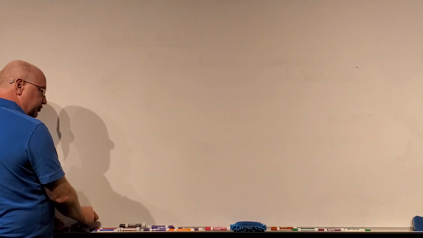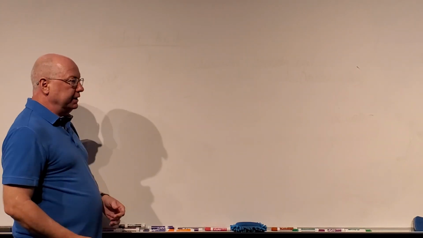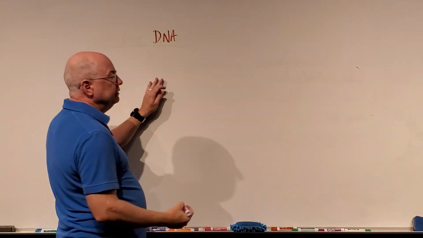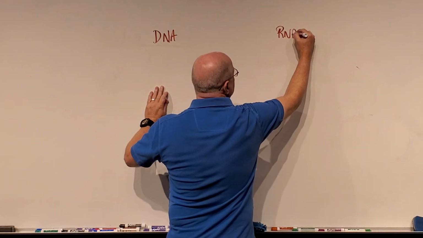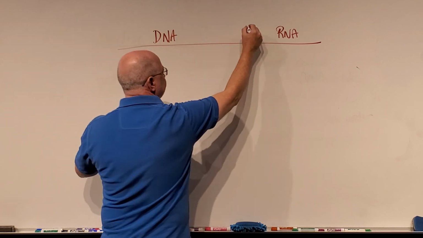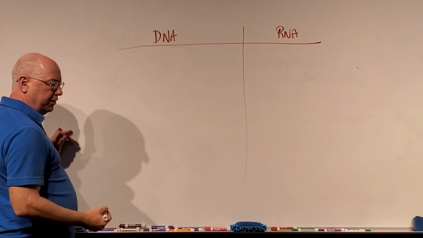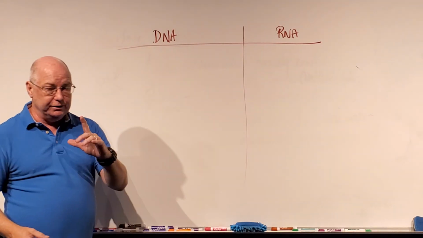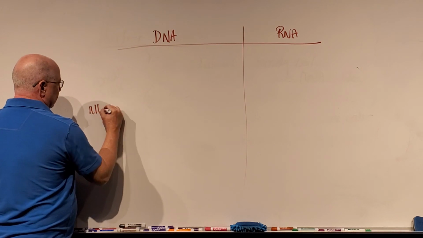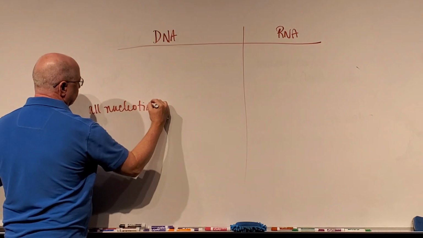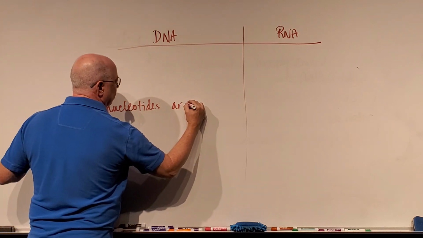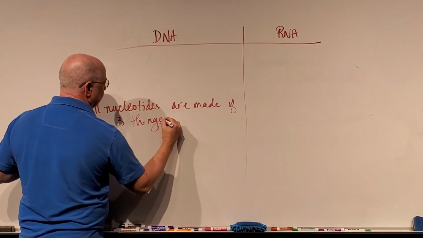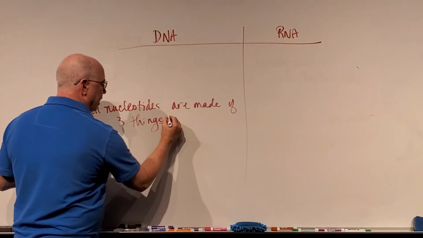In order to understand those, we need to understand how DNA and RNA are put together. So in your note set, there's a little table that has DNA and RNA next to each other, and they share some common characteristics. Both DNA and RNA have these characteristics that we can talk about. We need to know first of all, we need to know this. All nucleotides are made of 3 things. The nucleotides found in our nucleic acids are made out of 3 things.